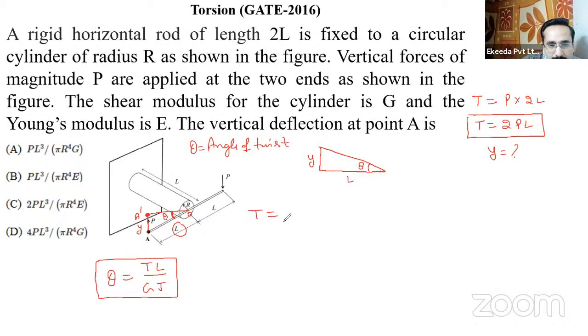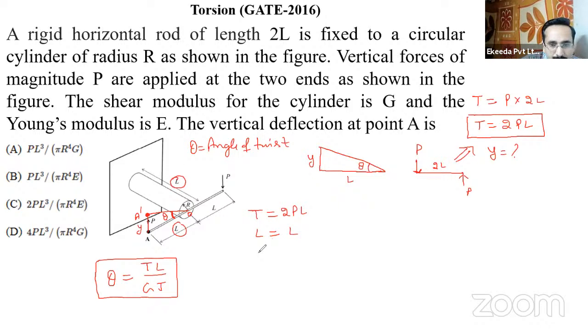That is 2PL, because the P is applied in the form of a couple, and the total length on which this couple is applied is 2L. So torque will be 2PL, right? So this is 2PL. What is L? Length. Length of this shaft is L only.